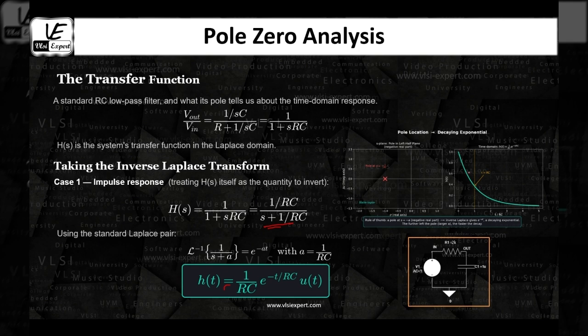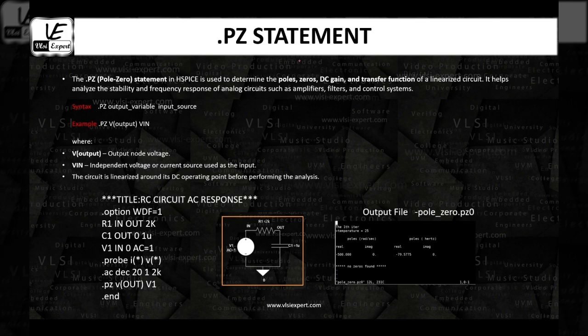It will decrease exponentially and then it will become stable, right? So definitely at the pole frequency, my gain starts to decrease. That's what we are able to observe from here, right? Now, when we have to do this pole zero analysis in HSpice, how do we do it? What is the format of that? That's what I'm going to share with you now.